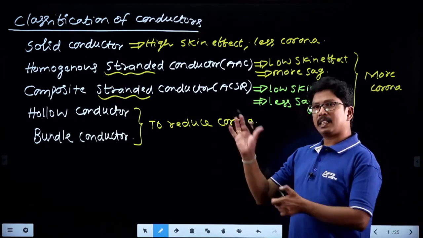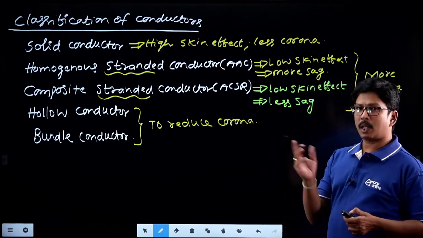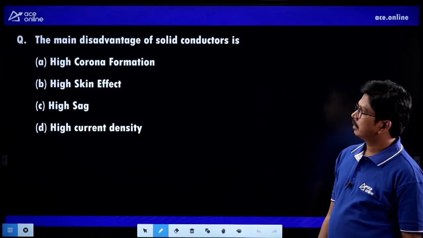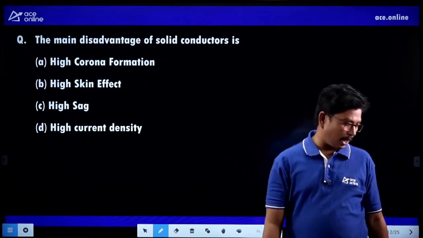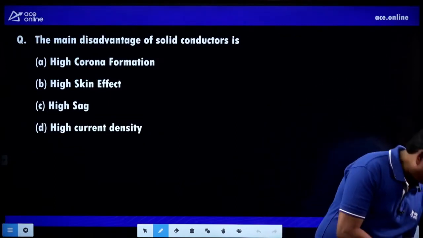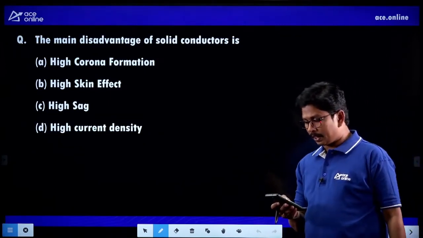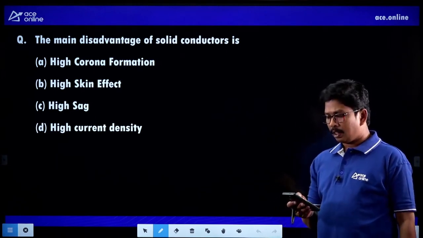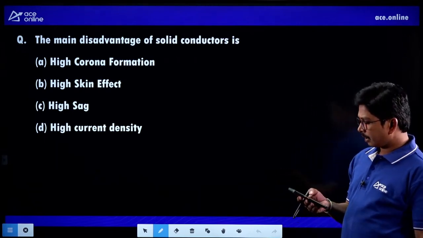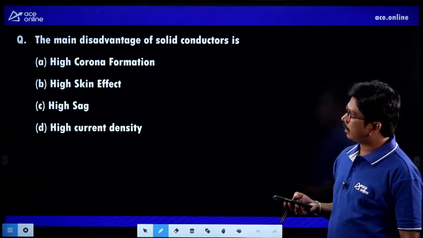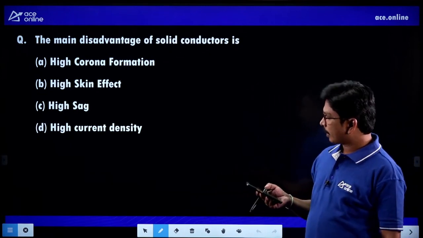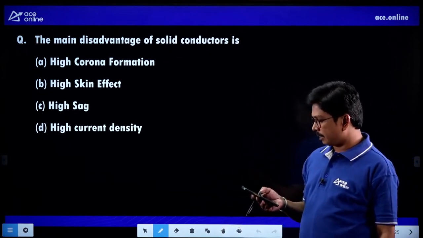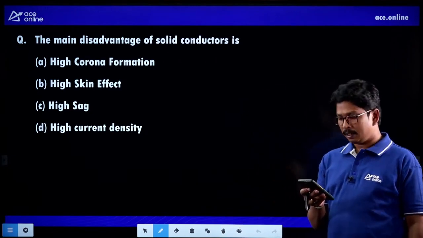Clear, students? So first of all, I am going for the first question. Try to answer the question here. The first question: the main disadvantage of solid conductors is, what is the main disadvantage of the solid conductor? Please give me the response here. High corona formation, high skin effect, high sag, or high current density? What should be the answer?